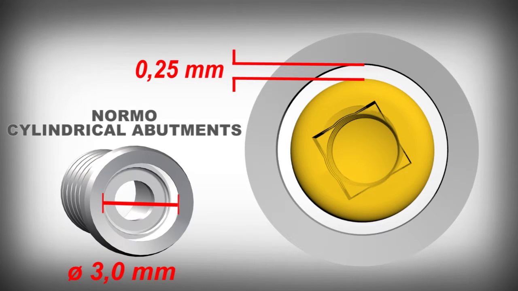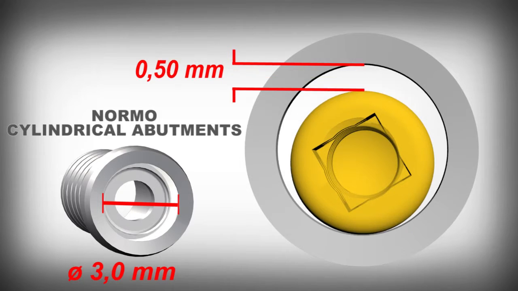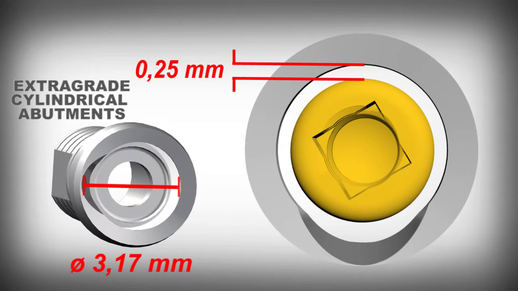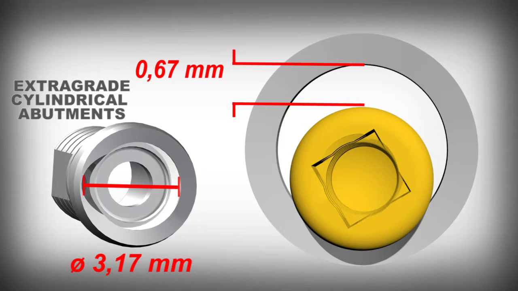In the normo-cylindrical abutments, during the insertion of the prosthesis, the sphere can be moved in any direction and uses a space of 0.5 mm. In the extra-grade cylindrical abutments, the sphere can move in a larger area of 0.67 mm, moving from one side and taking advantage of not only the perimeter space but also the inner indented rim.